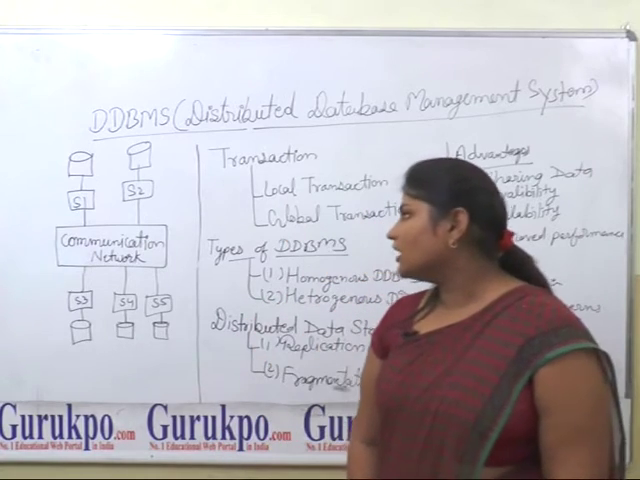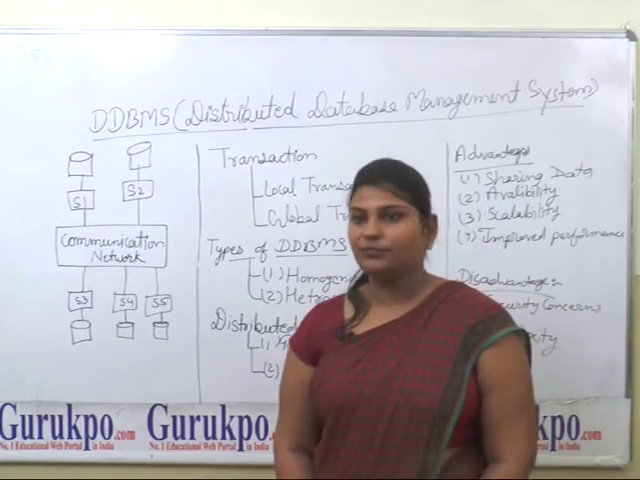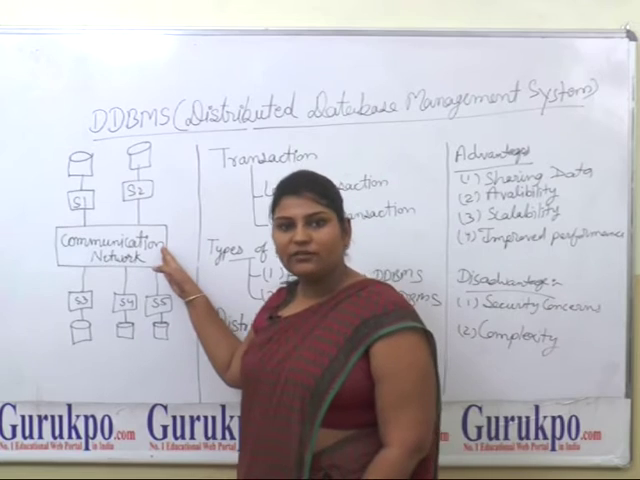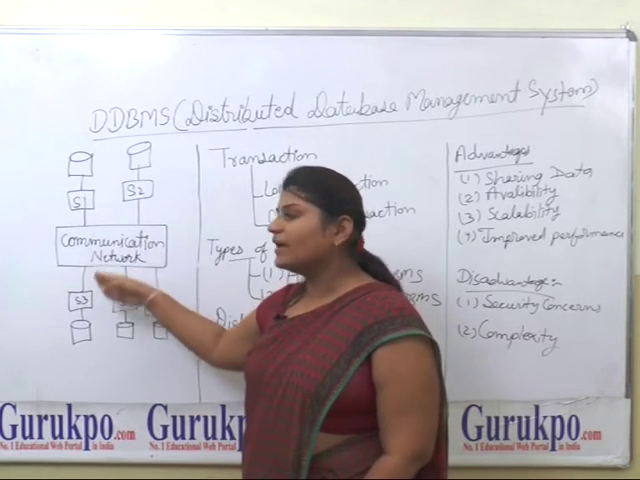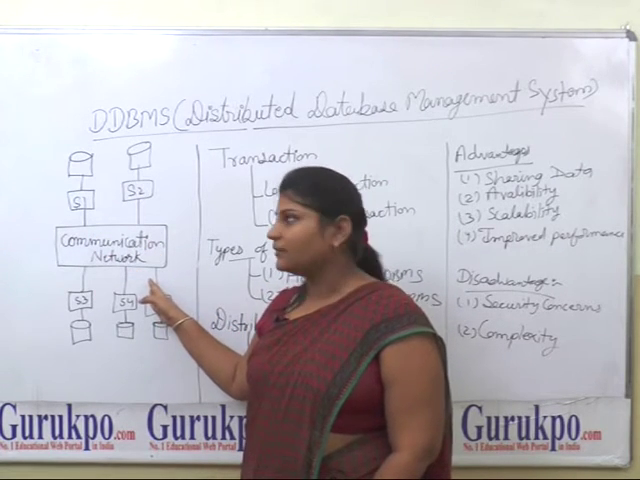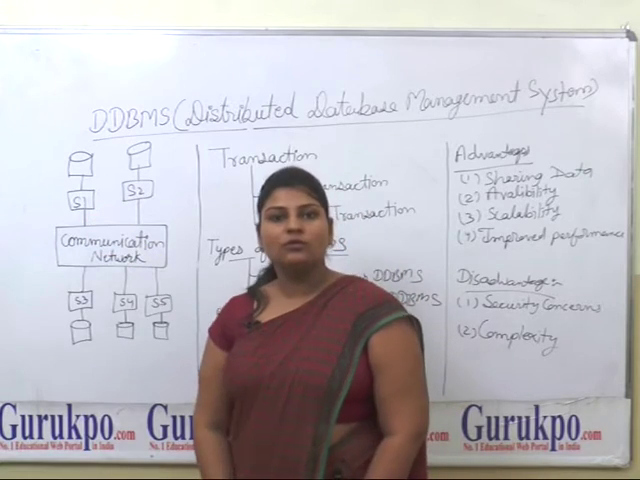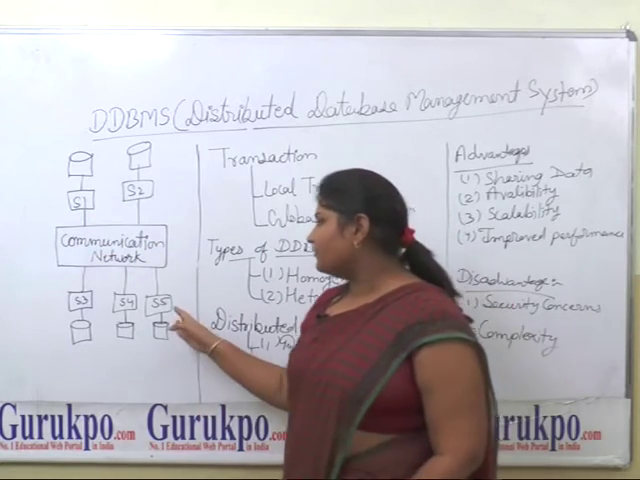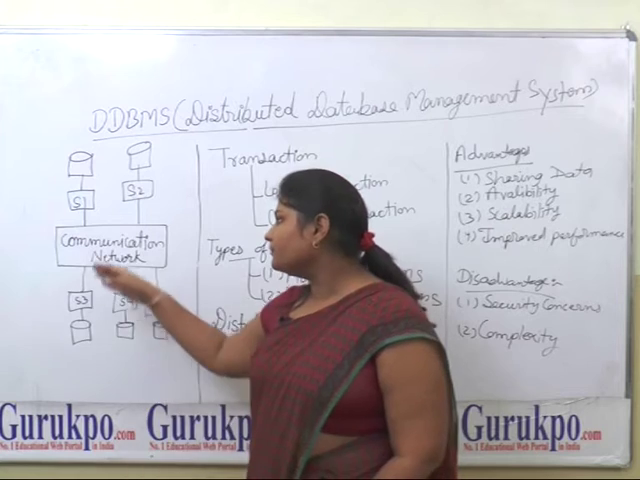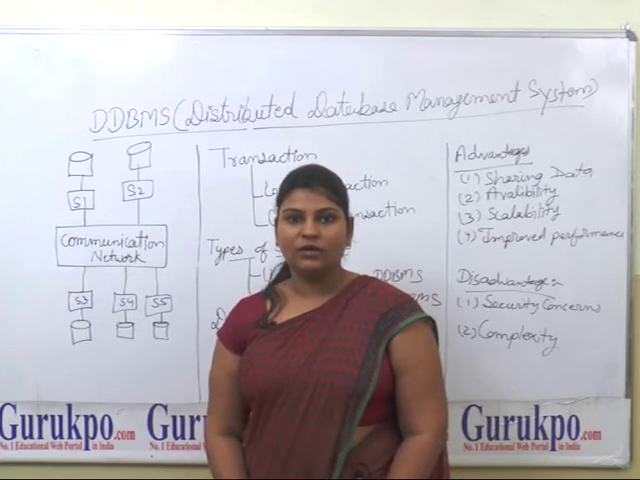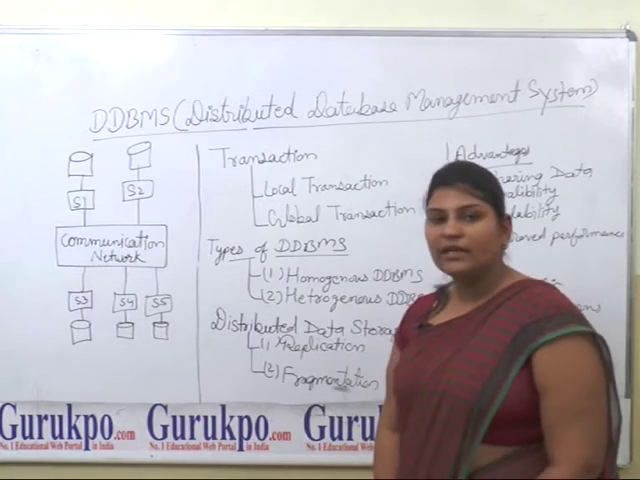Okay, then we will come to its architecture. There is a communication network we can see, and all the sites are interrelated to each other. When site 1 wants to communicate with site 5, it can communicate via the communication network. Okay, next we will come to the transaction.